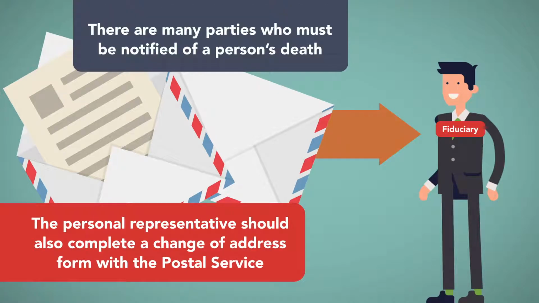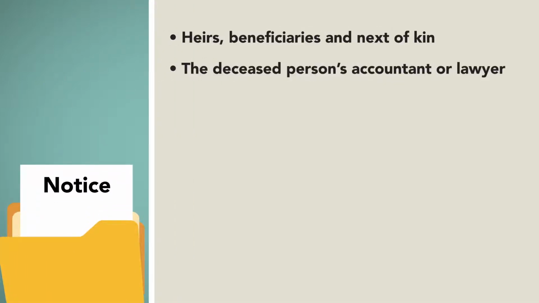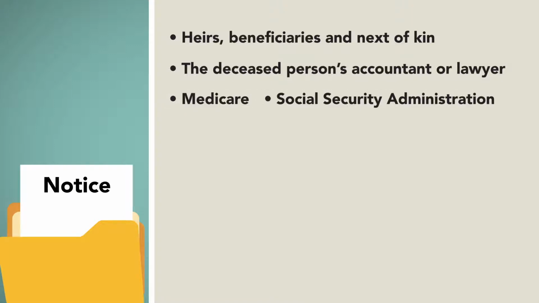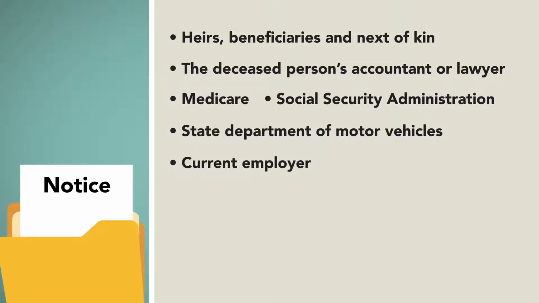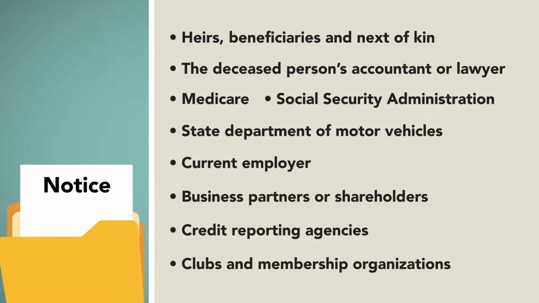There are many parties who must be notified of a person's death. These include, as appropriate, heirs, beneficiaries, and next of kin, the deceased person's accountant or lawyer, Social Security Administration, Medicare, State Department of Motor Vehicles, current employer including Office of Personnel Management if a civil servant, business partners or shareholders, credit reporting agencies, and clubs and membership organizations.